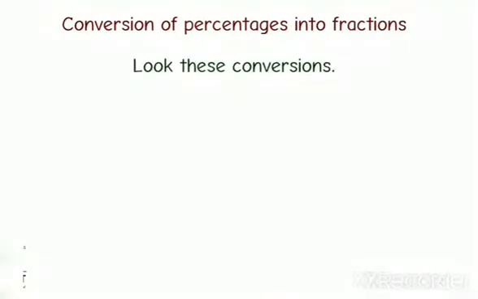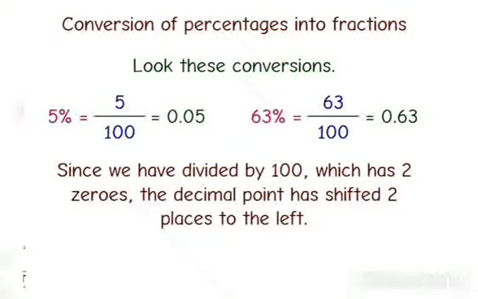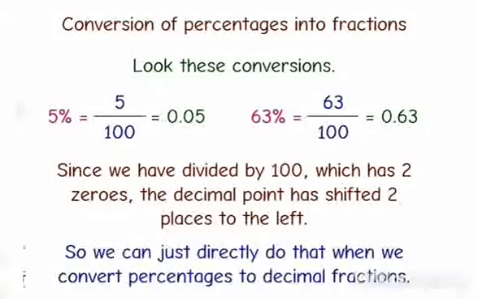These are the conversions of percentage into a fraction, children. Look at this conversion again. 5% means 5 upon 100, which is 0.05. Again, in the next example, 63% is equal to 63 upon 100, which is equal to 0.63. So children, we have divided by 100, which has 2 zeros. The decimal point has shifted 2 places to the left. So we can just directly do that when we convert percentage to a decimal fraction.